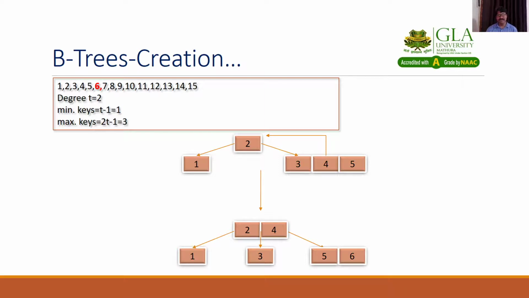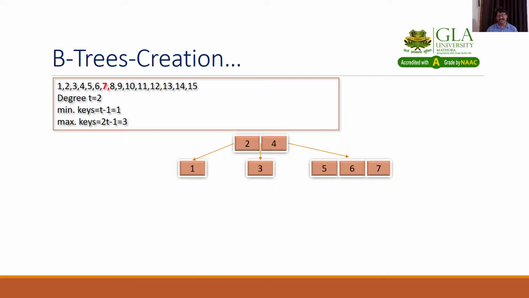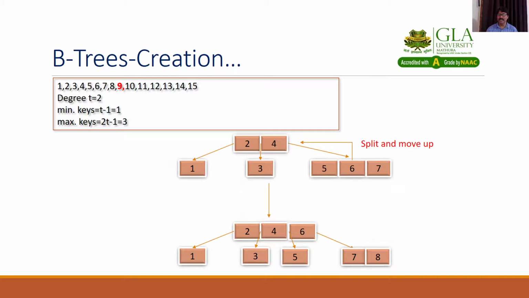And after that 5, then you can insert 6, then you can insert 7. So up to 7 you can insert. After that you can insert 8. Again you have to perform the splitting. So you split and move: 6 will go up, and 7 and 8 will be there.